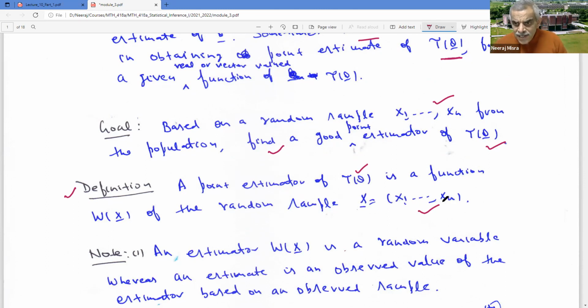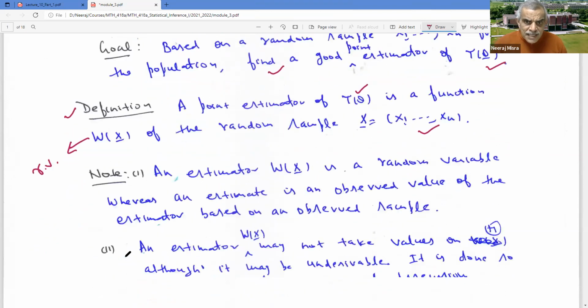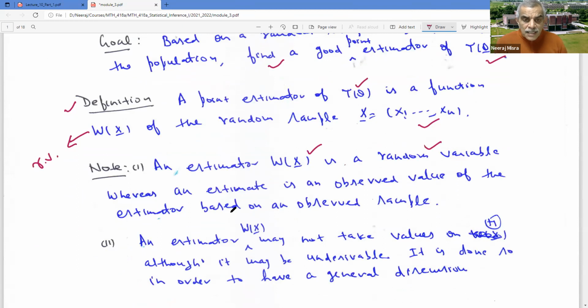Now note that since X1, X2, ..., Xn are random variables, my estimator is a random variable. So note, an estimator W(X) is a random variable. There is also a terminology called estimate. An estimate is a realization of the estimator, after the sample has been observed. So the estimator is a random variable, but after experimentation is done, you have observed the values of X1, X2, ..., Xn based on the sampling you did. And then you calculate W(x), and that is called an estimate. So an estimate is nothing but an observed value of an estimator. Your estimator is a random variable, whereas an estimate is a fixed quantity, a realization of a random variable.